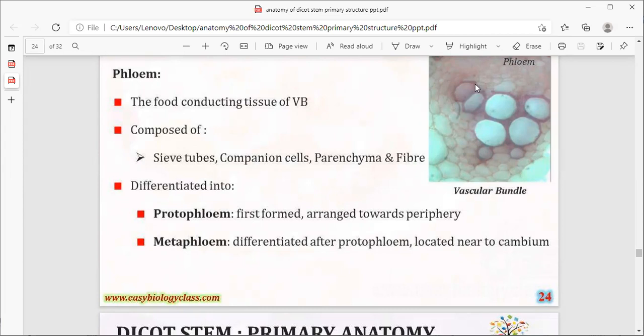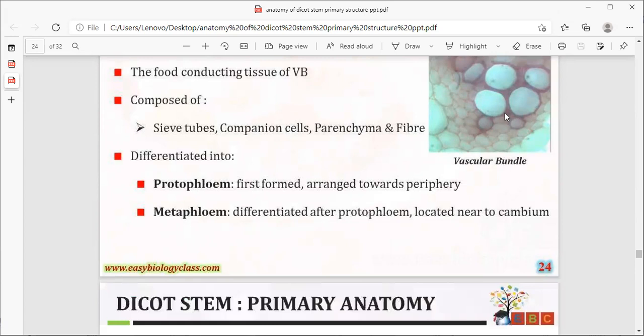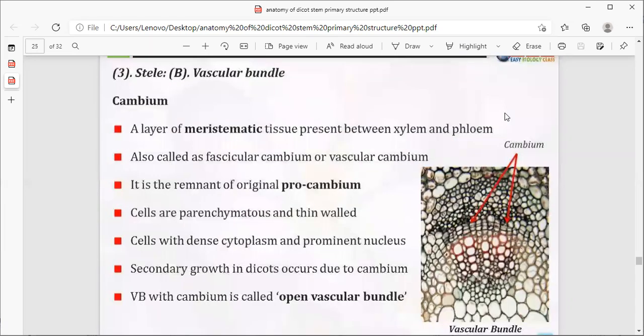Protophloem here, so you can find it out here. This is the xylem, and this is the smallest, some kind of a stem cell. These are the phloem regions here, and the smallest we call as proto, while the largest one we call as meta. Next here, there's the cambium.